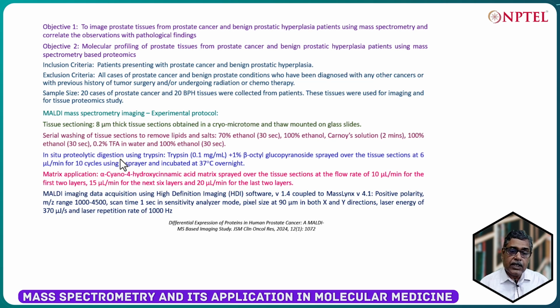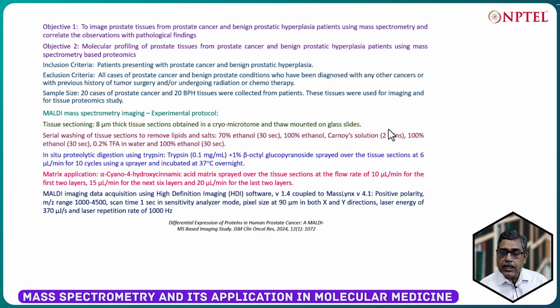If you remember, we did the same procedure in the case of rat tissues also. So, the series of different solutions with different polarity that will take the tissue through: 70% ethanol, we will dip it in for 30 seconds, then 100% ethanol, again 30 seconds, I forgot to mention here, and then Carnoy's solution, whose composition I may explain to you.